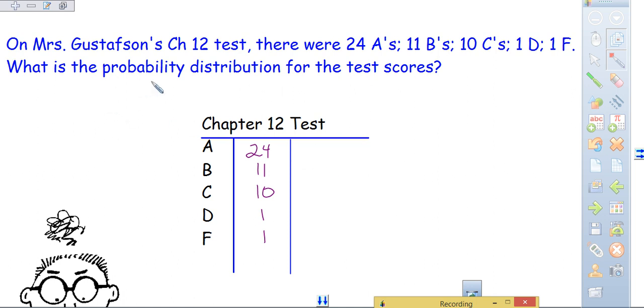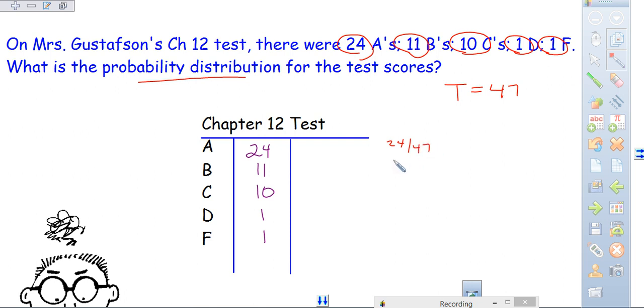The next thing we want to do is get a probability distribution. So our total number of testers needs to be figured out. So I'm going to add 24, 11, 10, and 2. So I get a total of 47 people took the test. So I'm going to show my work over here. So I'm going to do 24 divided by 47, 11 divided by 47, and so on.